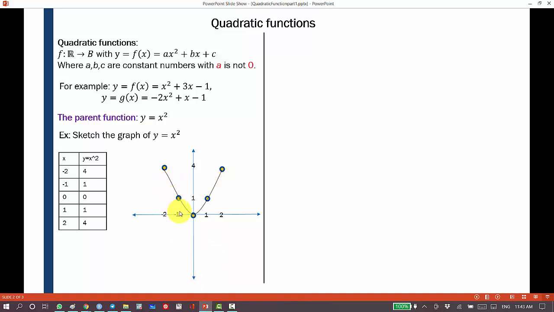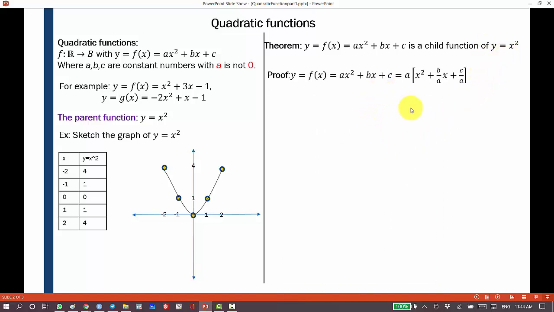Connecting them with a line, we see that the graph of the parent function y equals x squared is this parabola, which is opening upwards. We can show that y equals ax squared plus bx plus c is a child function of y equals x squared, the parent function. In order to show that, we start by taking a as a common factor. Therefore, for the first term, we have x squared. For the second term, we have b over a times x. For the third term, we have c over a.